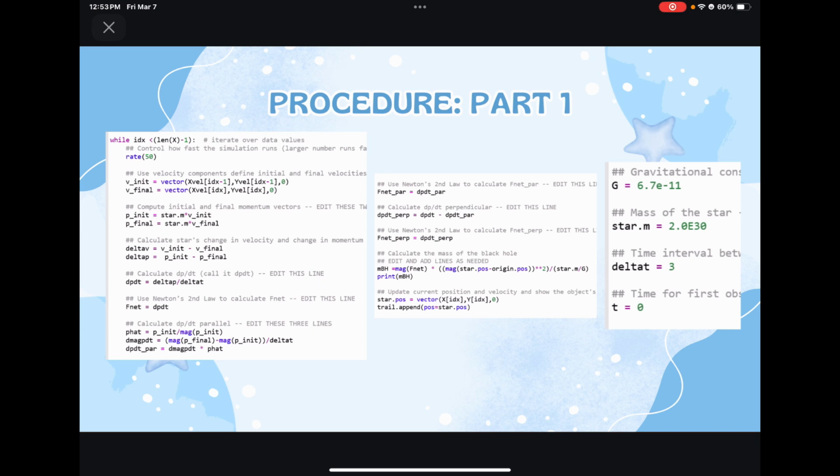After doing that, we just subtracted to find F net perpendicular, and you can see that we calculated the mass of the black hole by applying the universal gravitational equation and solving for m in that equation, and then we printed that value in the code. You can see that the initial conditions are done by a seed, so you can't exactly see what the initial velocity is, but you can see that the star's mass was 2.0 times 10 to the 30 and initial conditions.